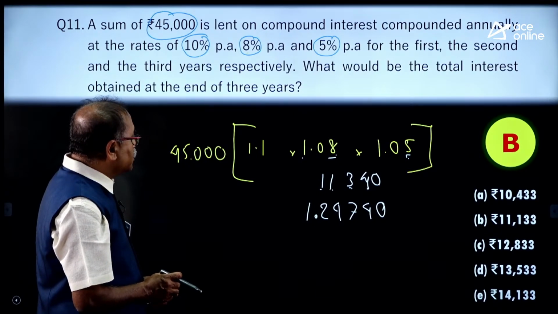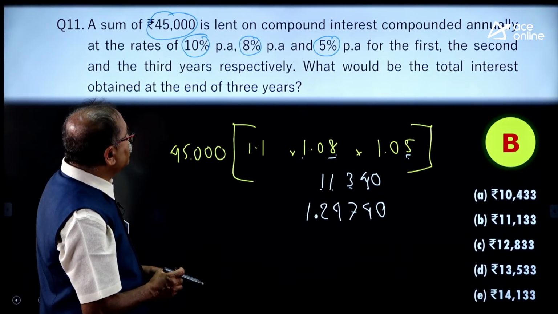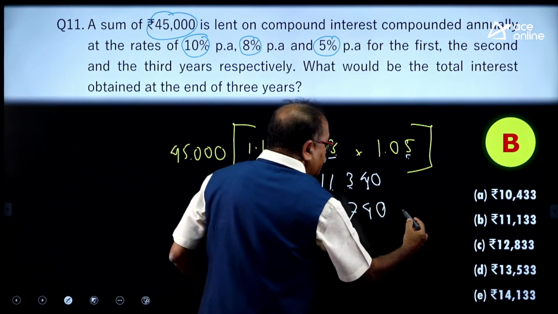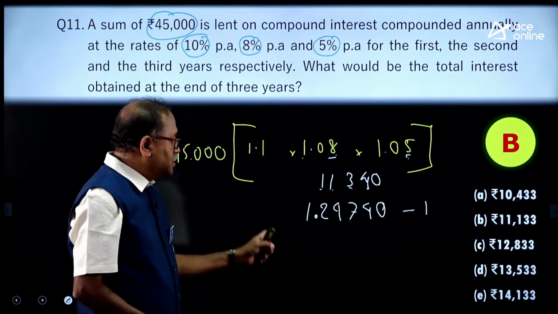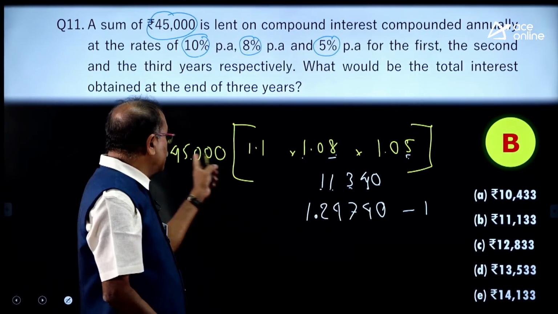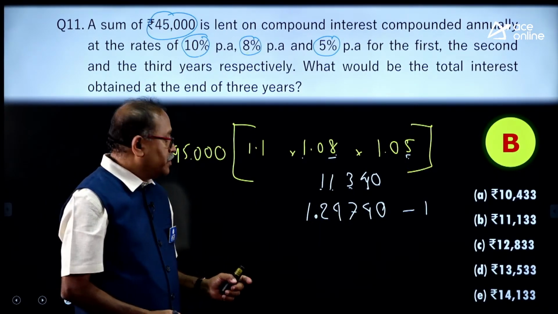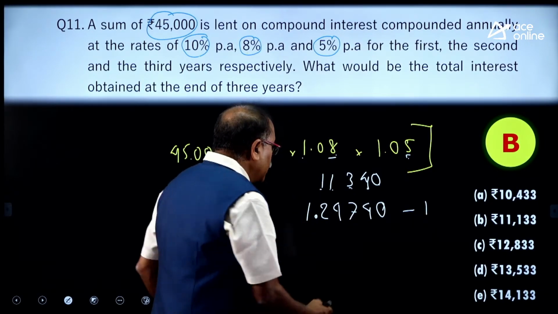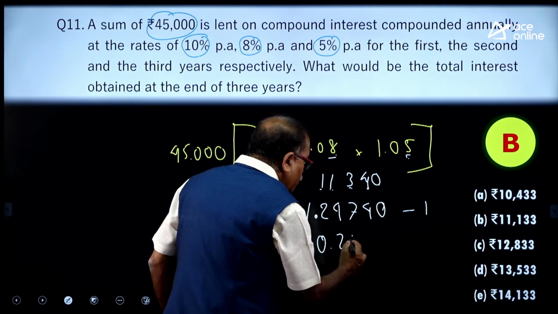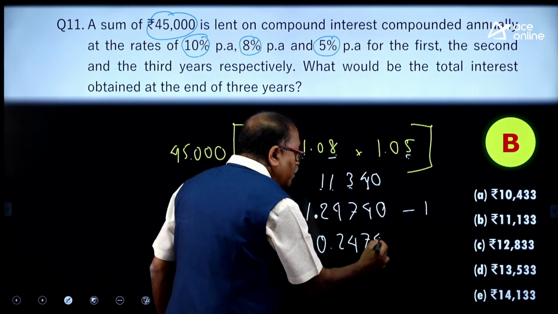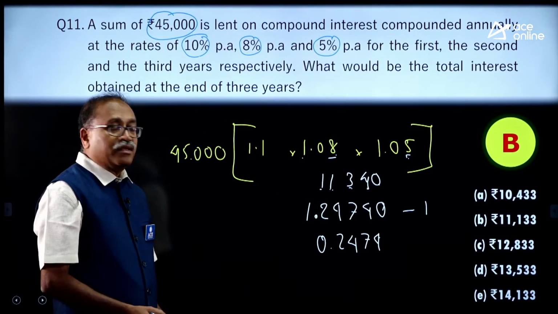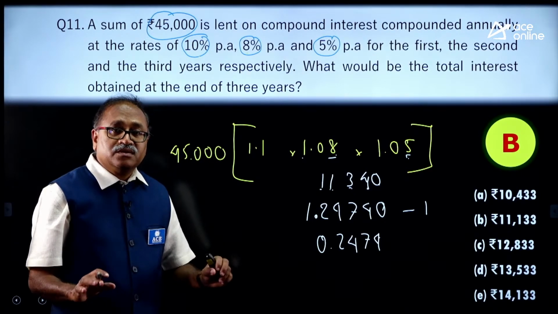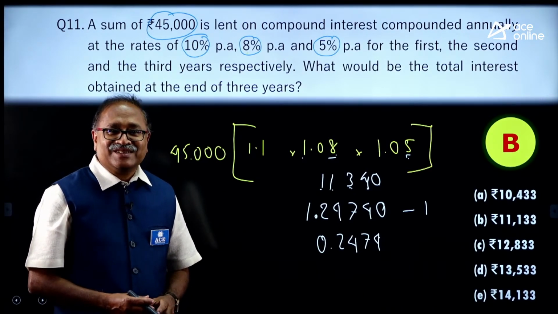So, what would be the total interest? In order to get the interest, I need to subtract 1 from this amount. When I multiply this, I will be getting the amount. If I take out the principal from here, in this case it is 1, then I will be left with 0.2474. So, multiply 2474 and 45,000, and you are getting the answer. What is it?